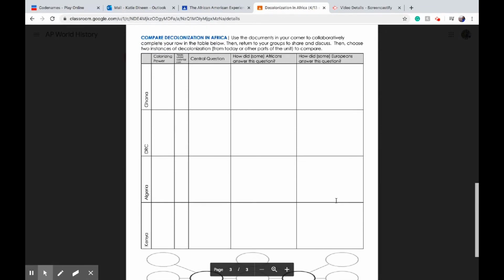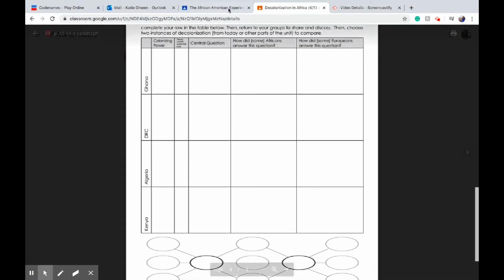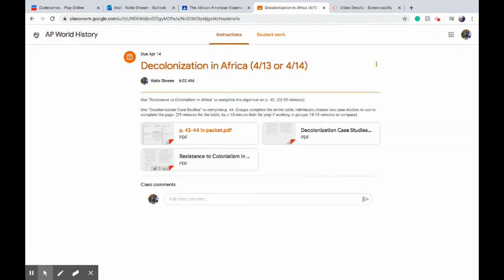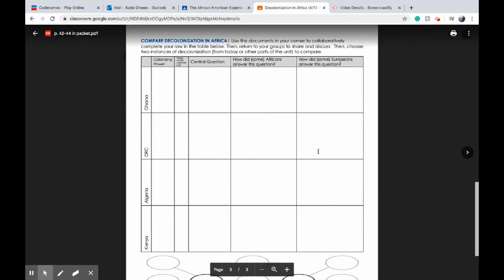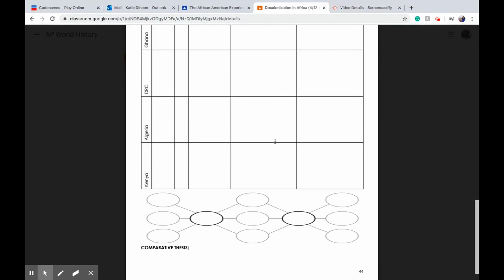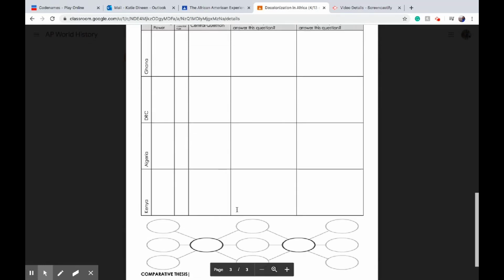So now we're going to compare decolonization in Africa. For page 44, you're going to use the document called Decolonization Case Studies to complete the entire table if you're working with your group, and 2 rows if you're working on your own. Then you'll choose 2 to compare and write your thesis. And just like last time, I'm reading these theses, so make them delicious and meaty.